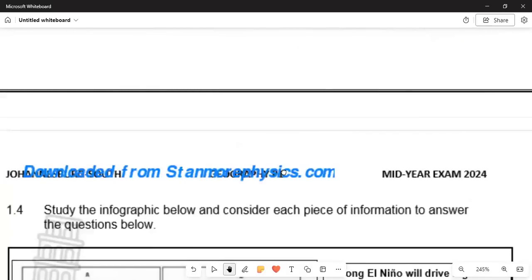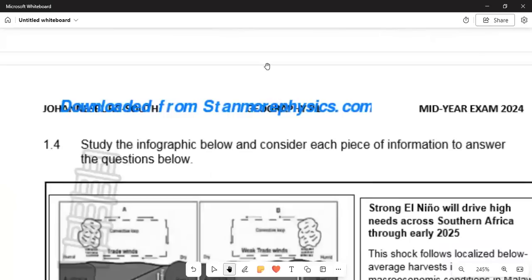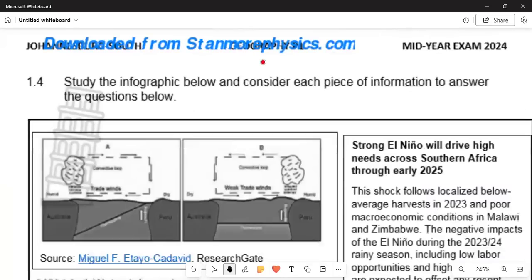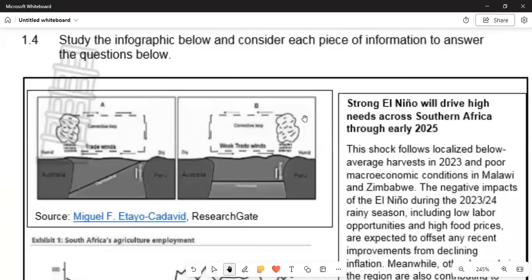We are now in 1.4. And in 1.4, we can see that we study the infographic below, and consider each piece of information to answer the question. All right. So here we are talking about El Nino and La Nina. Remember that we are going now to move to what we are supposed to be doing.